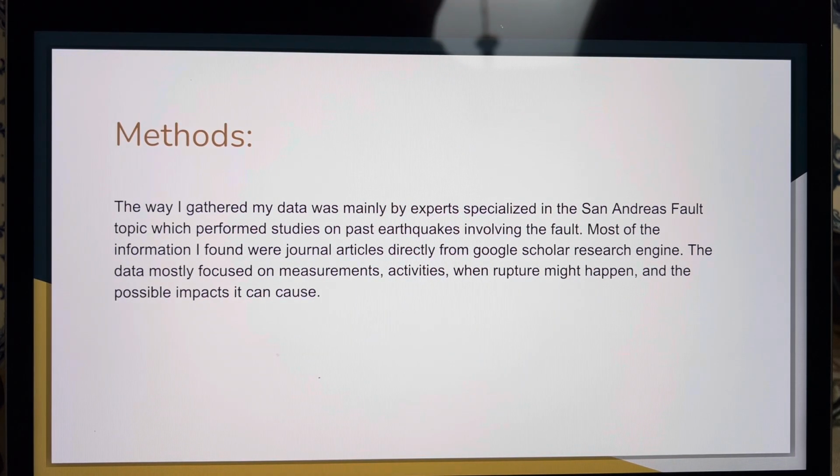Methods. The way I gathered my data was mainly from experts specialized in the San Andreas fault. They pretty much performed studies on previous historic earthquakes caused by this fault. To get more technical, I used the Google Scholar search engine. And the data was mainly focused on measurements, activities, when an earthquake might happen, and the possible impact it could cause.